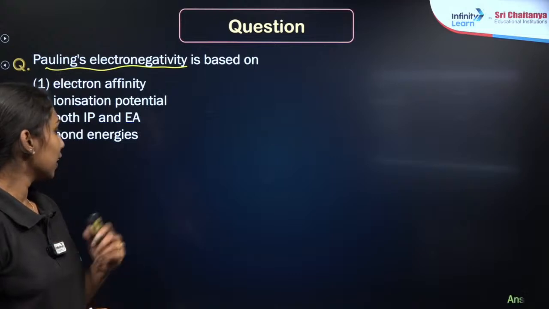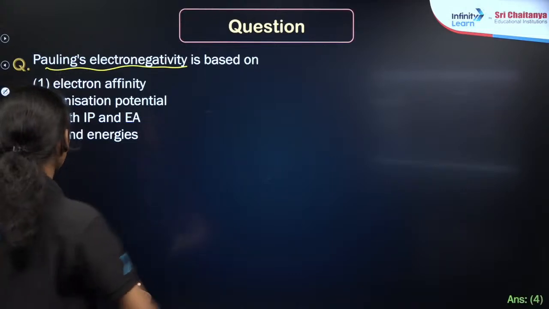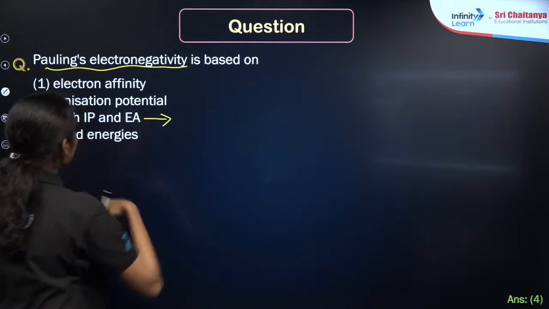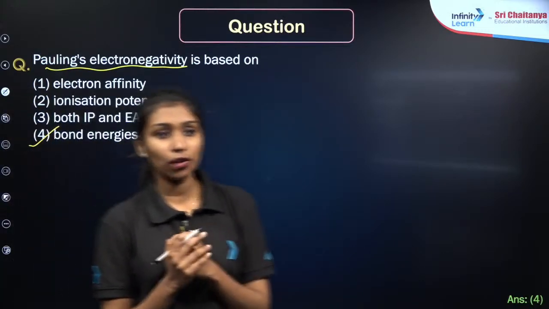Okay, I will give you the answer. That is option 4 will be the correct answer, bond energies, right? These ionization potential and electron affinity are related to the Mulliken scale of electronegativity, right?